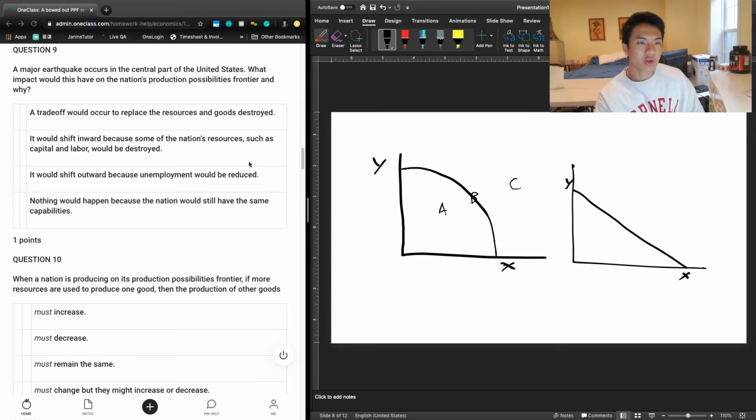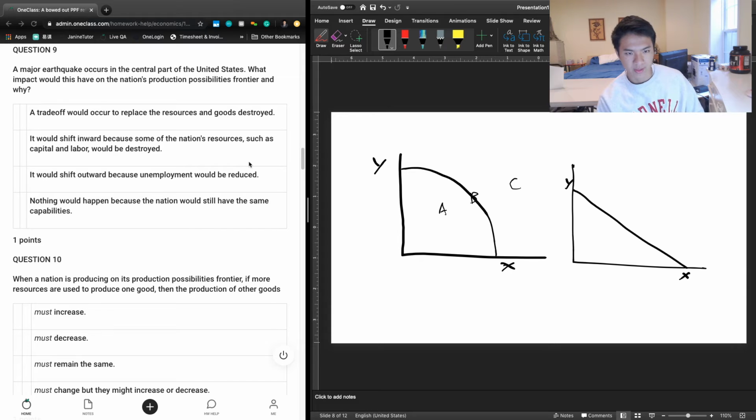Okay, question 9. A major earthquake occurs in the central part of the United States. What impact would this have on the nation's PPF and why? We would estimate that the PPF would be reduced because of a reduction in productivity from capital, or maybe loss of resources, or something like that. So a trade-off would occur to replace the resources and goods destroyed. I think it's possible. Well, we can look at the other answer choices.